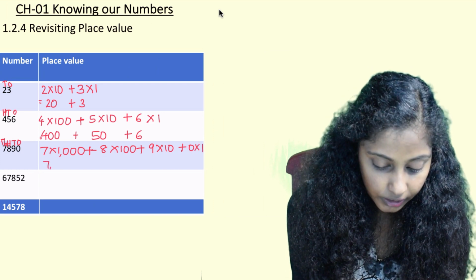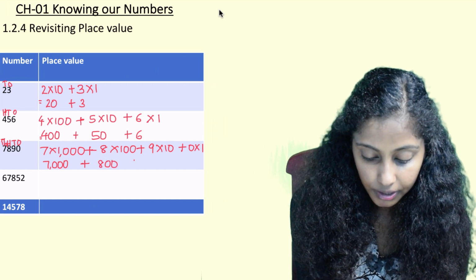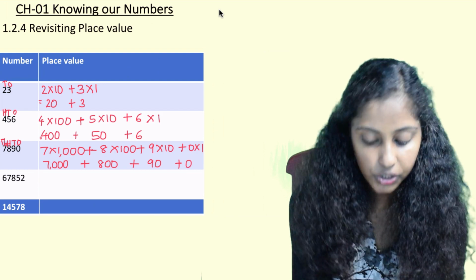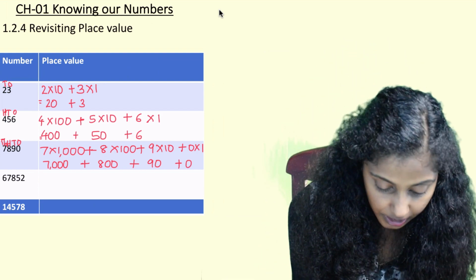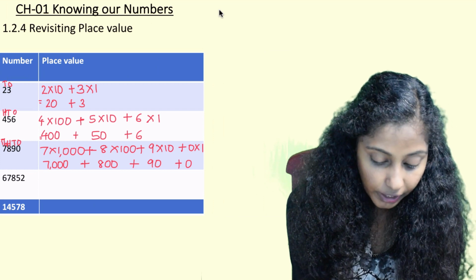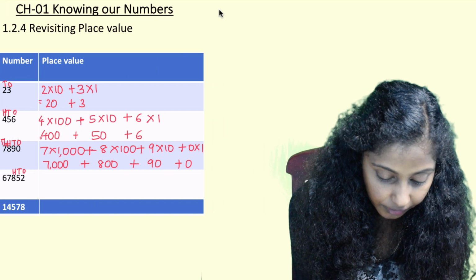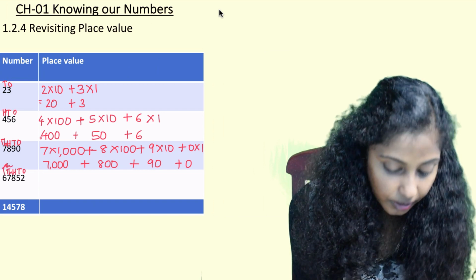Now 7 into 1000 is 7000. Plus 8 into 100 is 800. Plus 9 into 10 is 90. Plus 0 into 1 will give you 0. 0 multiplied by any number is 0. And then we add, we get this. Now here we can see there are altogether how many digits? 5 digits. Ones, tens, hundreds, thousand, and this is 10,000.